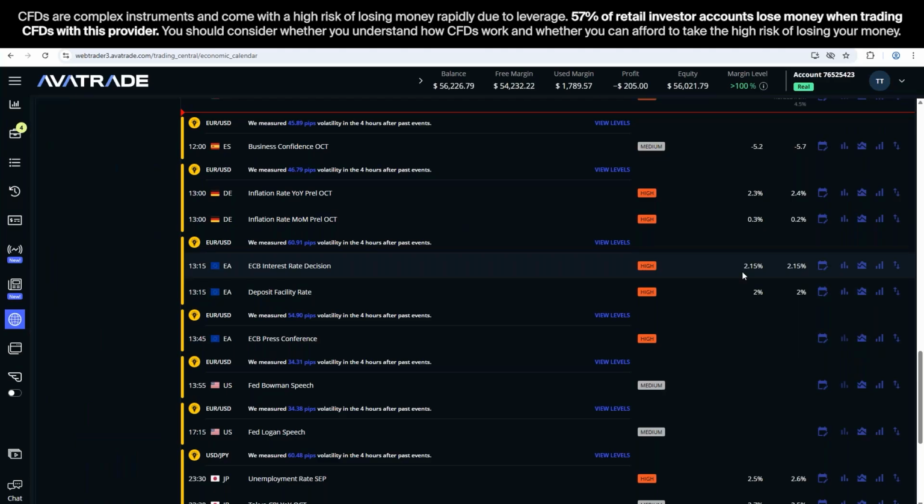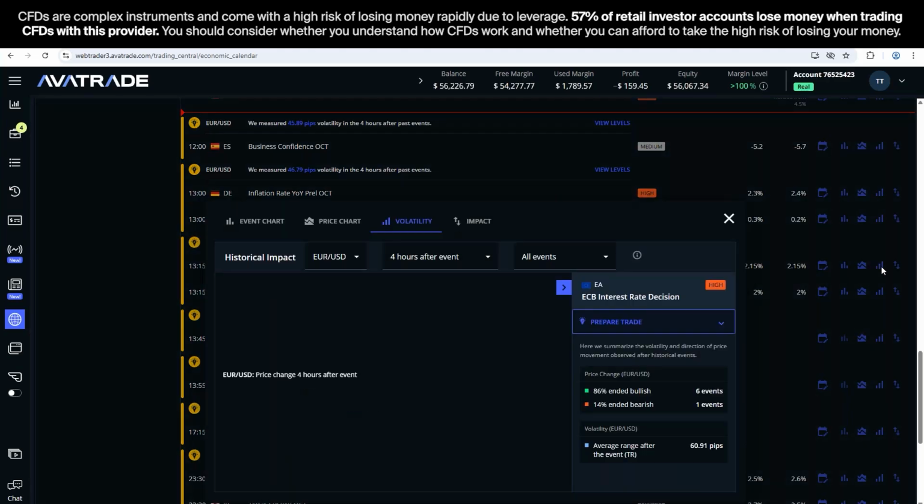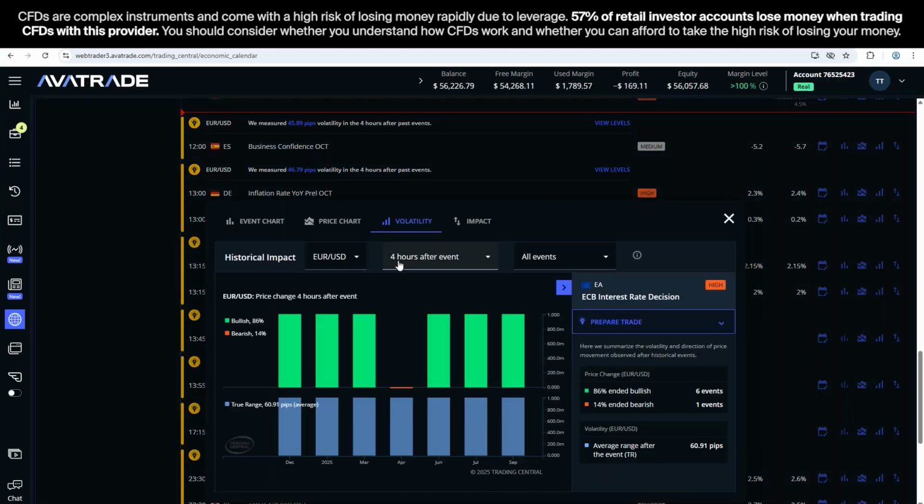So you shouldn't see, if this comes in as expected, which usually it does, then we could see, well, what's the trend in the past with the Euro pairings when the rate decision comes in at expectation? So we go use this volatility tool, if you haven't used it yet, and we could take a look 4 hours after the event. Look at what the Euro has done against the USD in the hours after the rate decision. These are the last times, in December, March, April, June, July, September, okay?